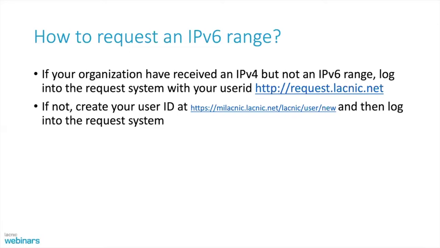If your organization has received IPv4 from LACNIC but not V6 yet, you can log into the request system, that is request.lacnic.net, with your admin user ID. There you will find the form to request an IPv6 range. If your organization didn't receive any resources from LACNIC and this is the first time you are going to request internet number resources, first of all you have to create your user ID, clicking on this link, milacnic.net. You can click on new ID and then complete the form with your personal information.